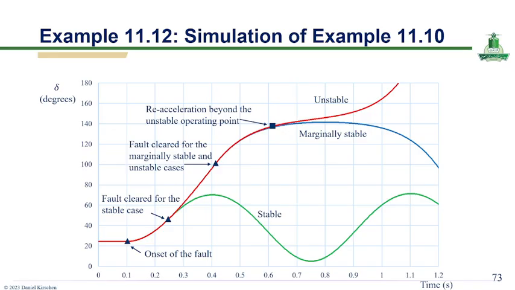In contrast, the unstable case, the red curve, demonstrates that if the fault is cleared too late, the rotor angle continues to increase beyond the unstable equilibrium point, leading to loss of synchronism due to sustained acceleration. Overall, this slide emphasizes the importance of fault clearing time in determining system stability and visually demonstrates how post-fault dynamics govern whether the generator remains in synchronism or diverges into instability.